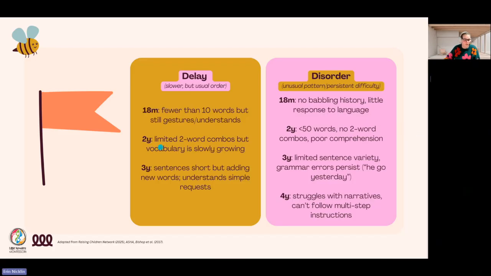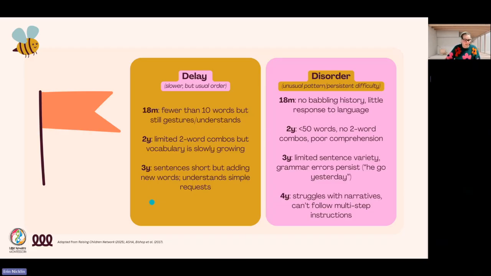We might be limited to two-word combinations, but our vocabulary is slowly growing. So we're still making those little steps forward. We're still using 2 words. We're just a little bit slow. If we're looking at a disorder and we're 2 years old, we might have less than 50 words. We might not be putting 2 words together at all, and we might have a really hard time understanding what people are saying to us. So following simple directions like go get your shoes or where's mum, those sorts of questions.